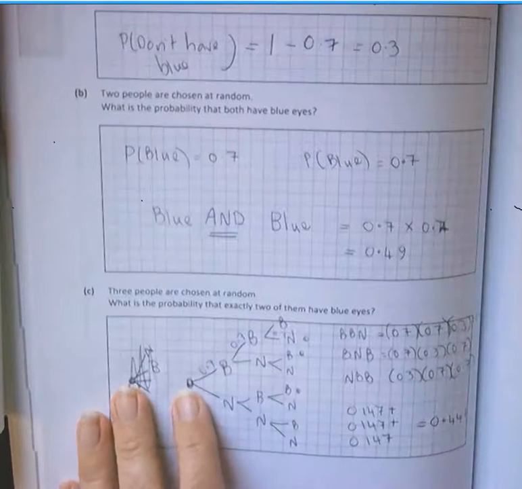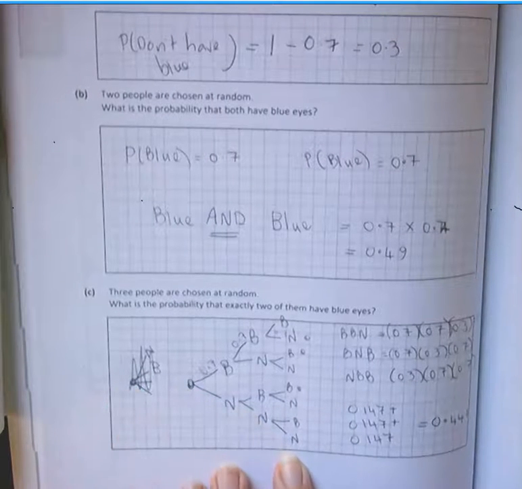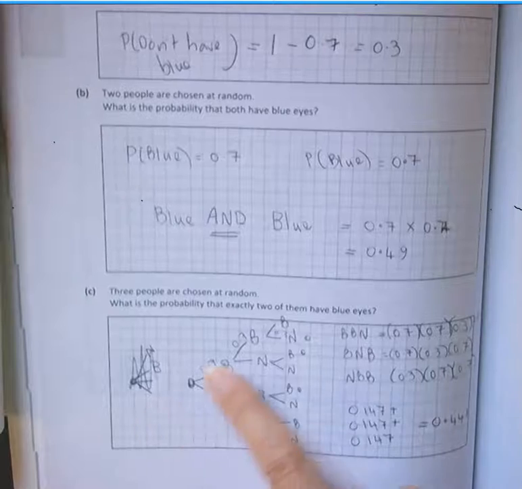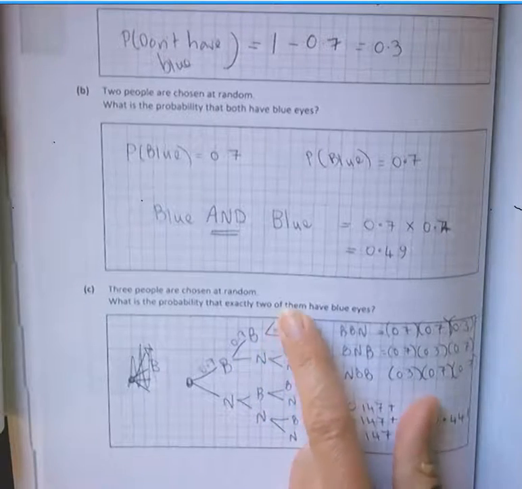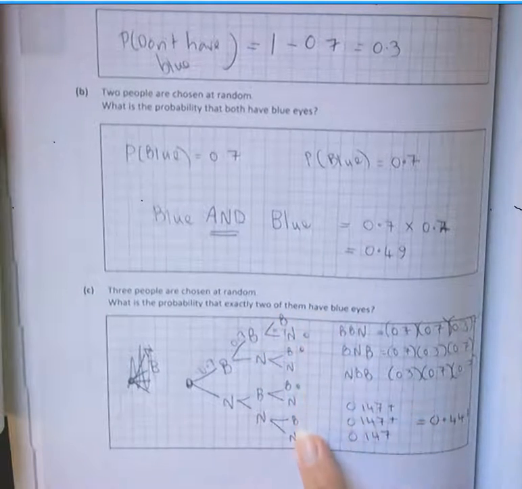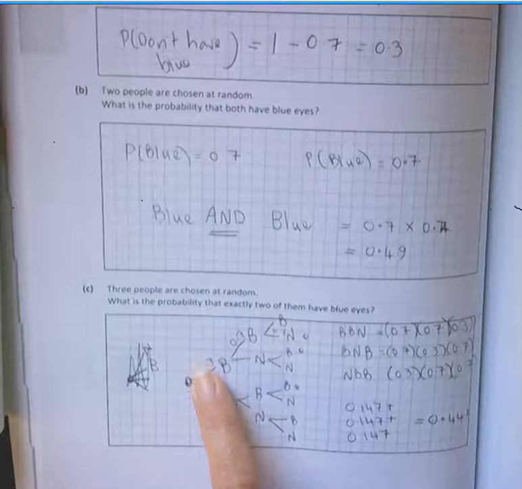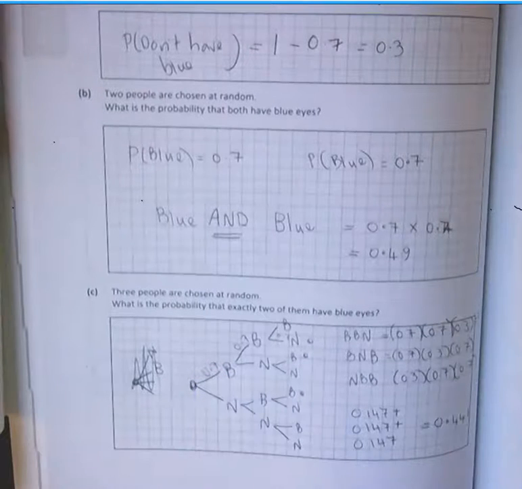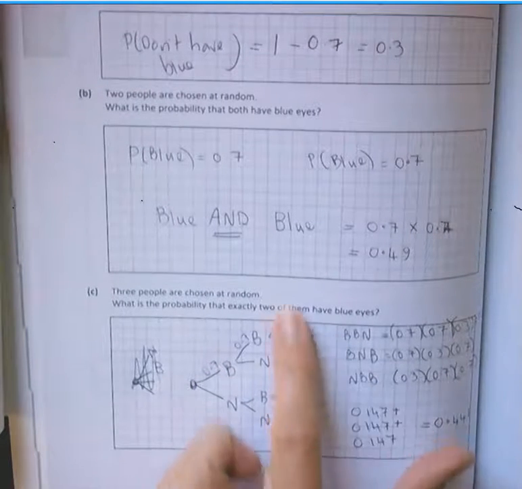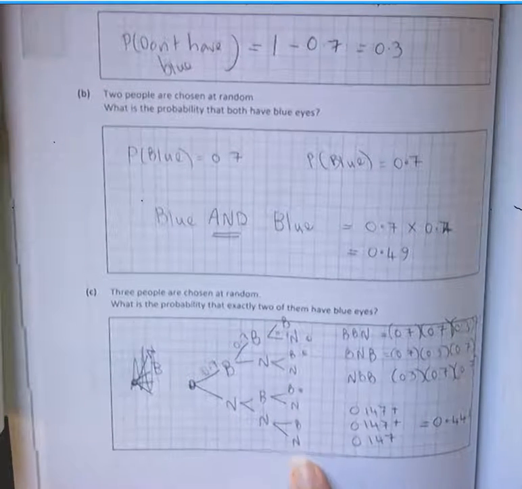Okay, so how I would do it again is do out your tree diagram, which is very easy. Fill in your probabilities. The reason you're filling in the probabilities rather than just counting the end branches is that the probabilities for blue and not blue aren't equal. If they're equal, you could just add up the end leaves. But this isn't equal.